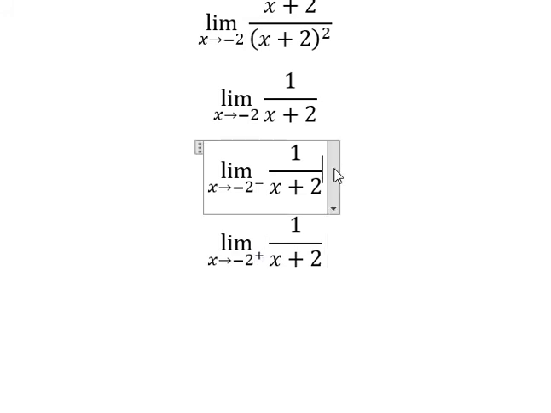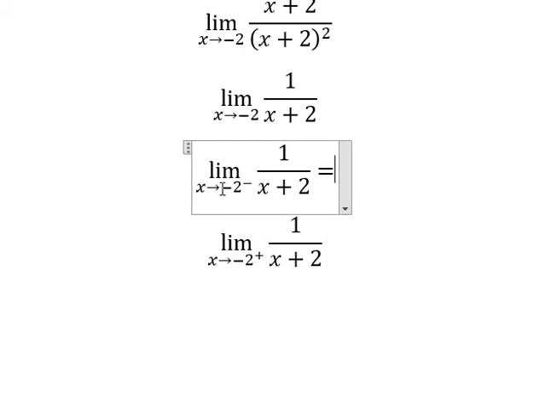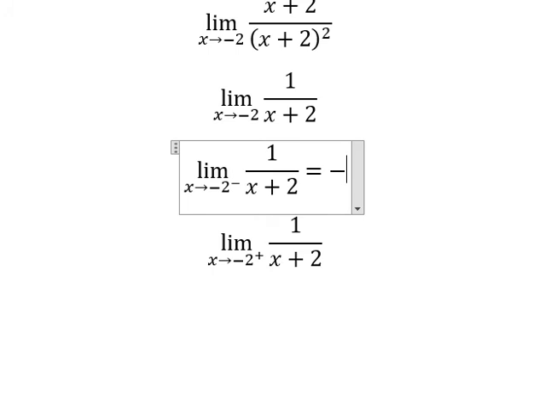So about this one, when x approaches negative number 1 on the left, the value of x in here is smaller than number 2, so you get a negative number. But this number in here, you get a positive. The positive divided by negative, you get negative.